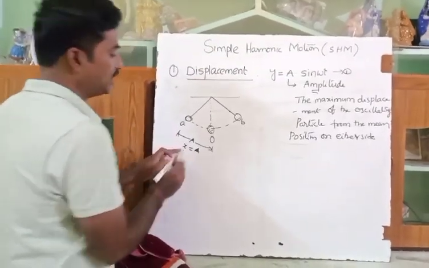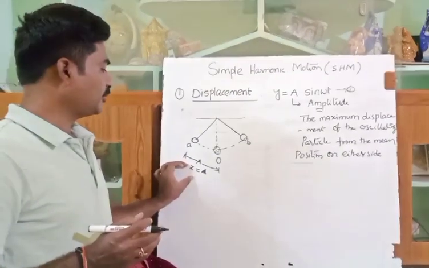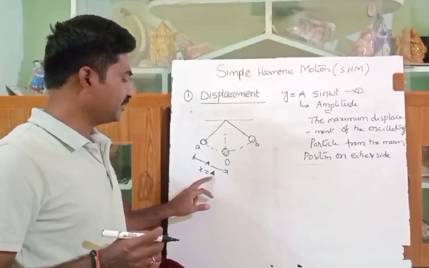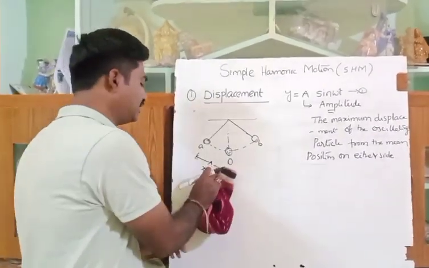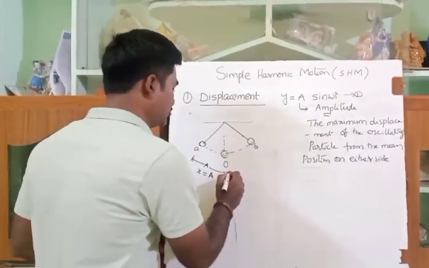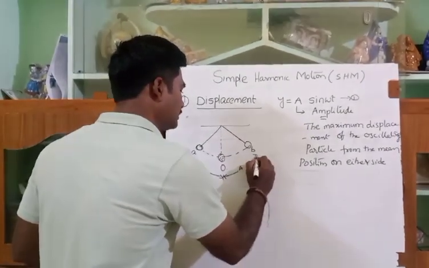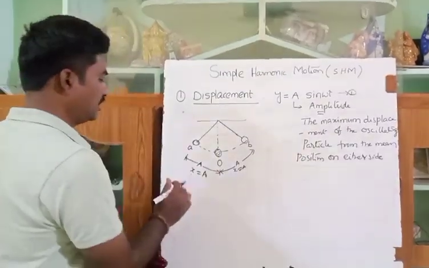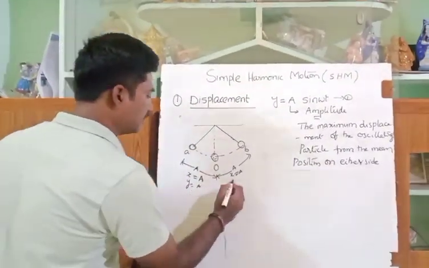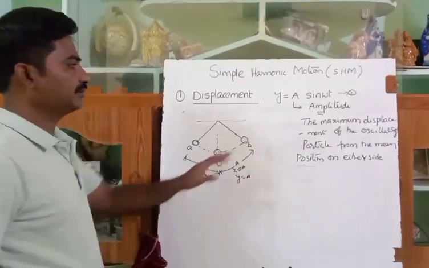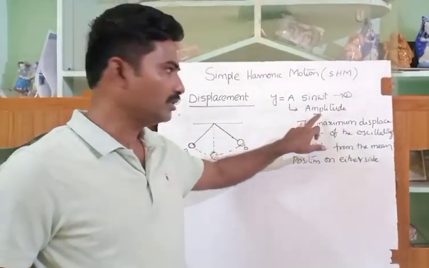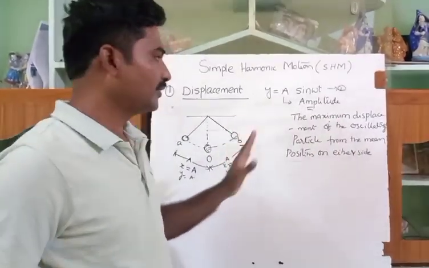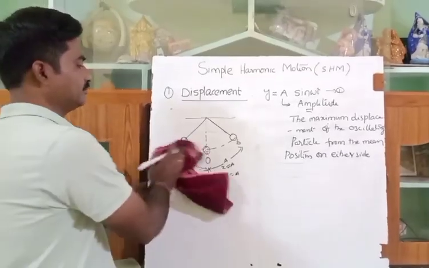Here we know what x is? x is the displacement of the particle from the mean position. Whenever the displacement is maximum, it is named as amplitude. So see this. Here we take x or otherwise y equals a. Simply, what is the amplitude? Amplitude is the maximum displacement of the oscillating particle from the mean position.